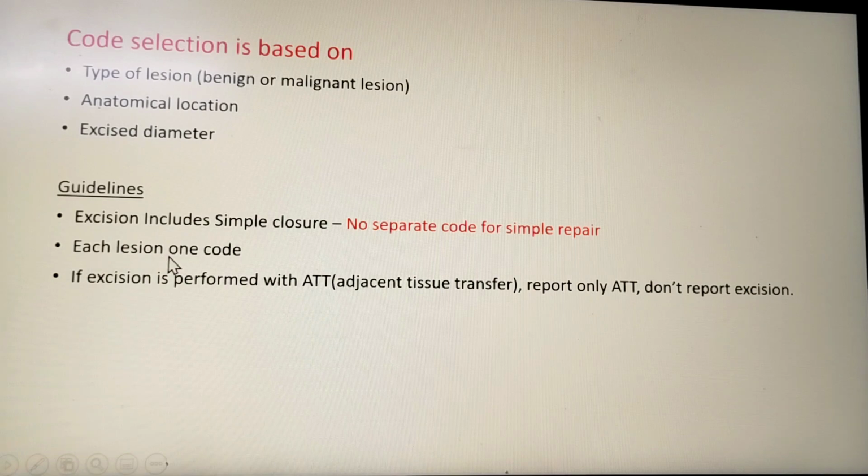Second guideline, each lesion one code. So for every lesion we have to code separately. And the third one is if excision is performed with ATT, adjacent tissue transfer, then we should report only ATT. We should not report the excision code. So this is the third guideline in the excision part. So these are the parameters on how to select the code, and these are the guidelines. This is a very important guideline, that simple closure is included in the excision code only. No need to code separately.